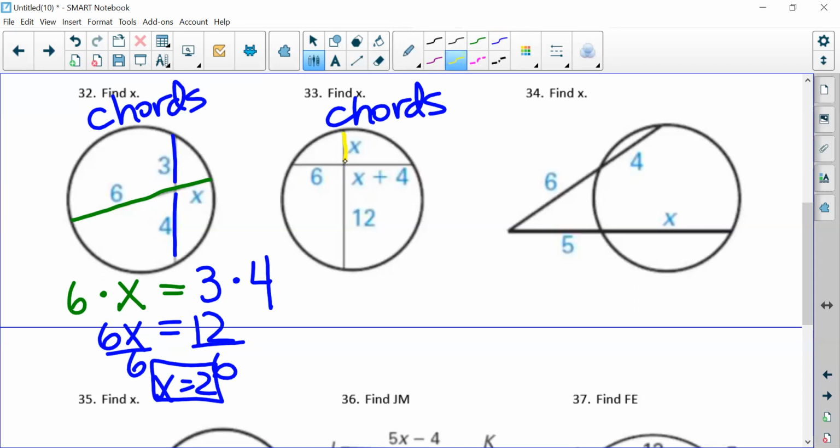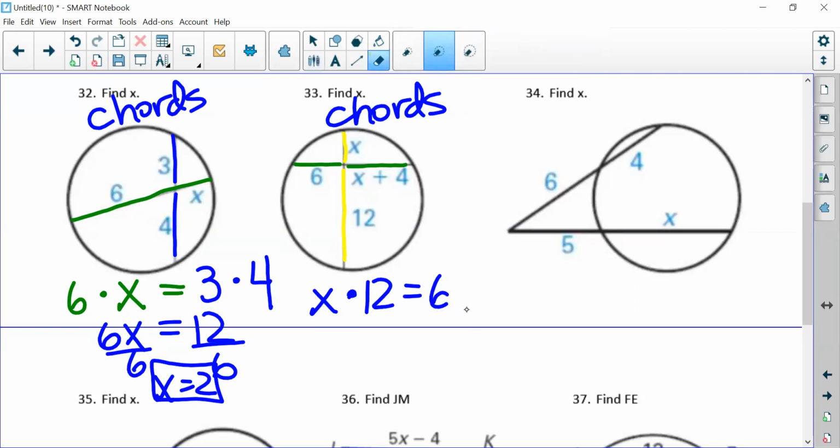That segment of the chord has a value of X, and this segment of your chord has a value of 12, okay? So X times 12 is equal to, remember, the two other segments in your chord. This part of the segment is 6 times, and the other part of that segment is X plus 4. So look, y'all, please be careful, because here you have to multiply 6 times X plus 4.